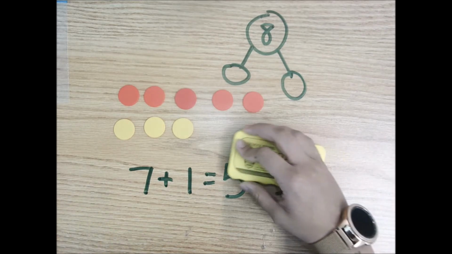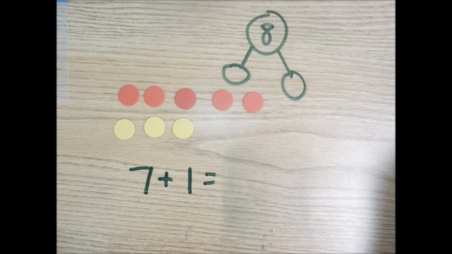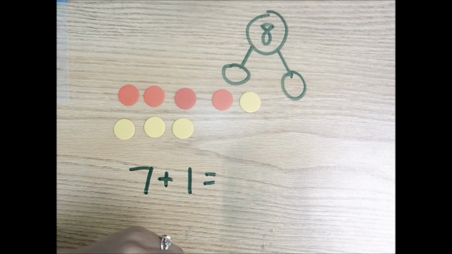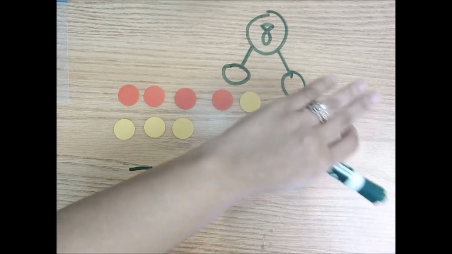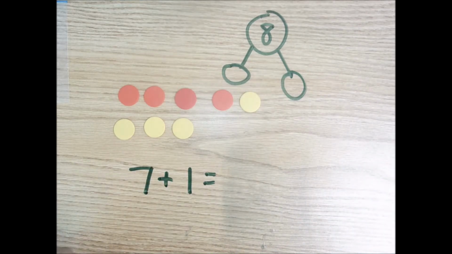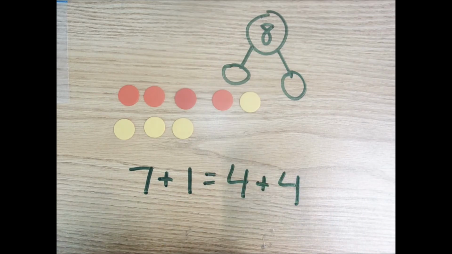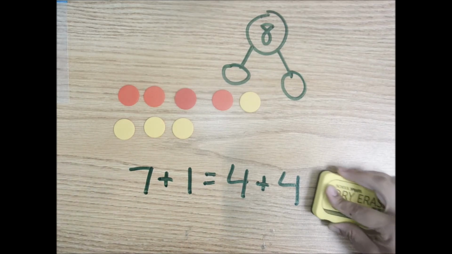Let's do one more with the same whole. Watch. Okay. Is my whole still 8? Did I add or remove any counters? No. What are my parts now? Great job. 4 and 4. Let's read it. 7 plus 1 is equal to 4 plus 4. Great job. Now, watch this.